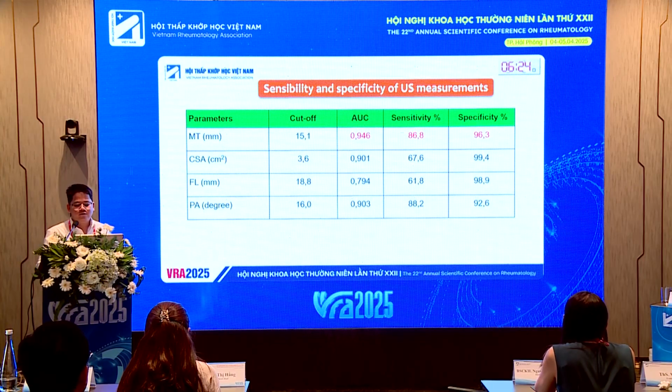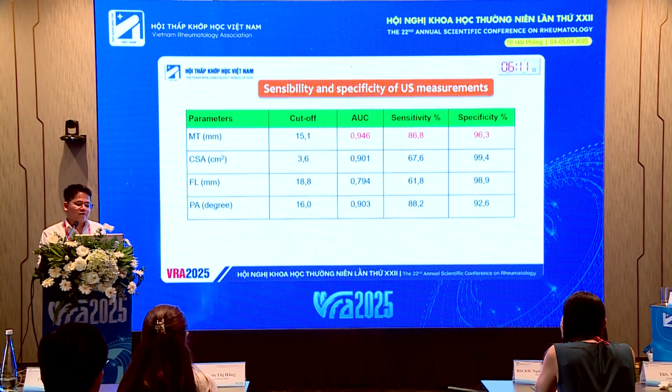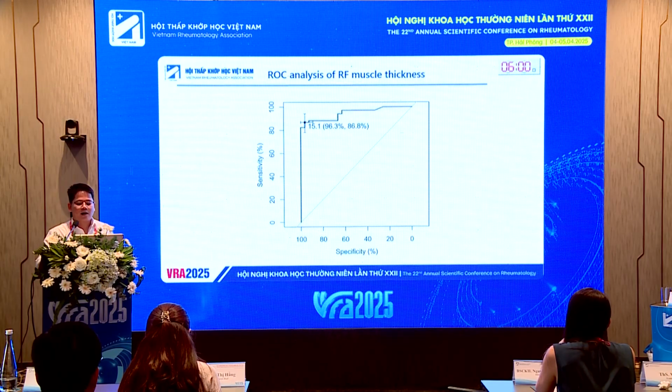Our study reveals that the most useful ultrasound parameters for diagnosing sarcopenia were muscle thickness, cross-sectional area, fascicle length, and penetration angle, with good AUC values. And for the cutoff point, 15 millimeters was established as the threshold to assess the presence of sarcopenia by ultrasound.